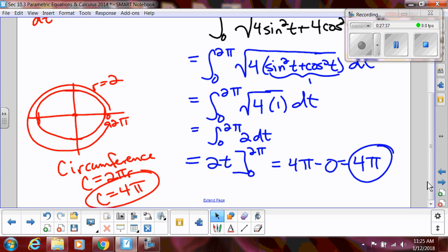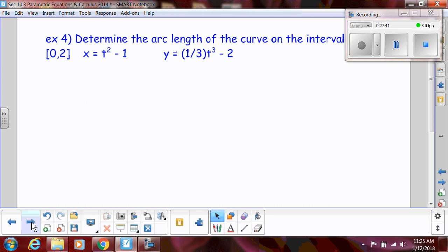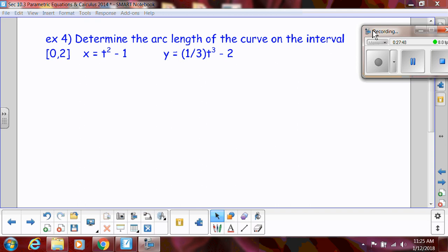All right, so this next one, determine the arc length of the curve on the interval 0 to 2. So why don't you pause the video and try this on your own. The integration is a little bit more involved. You have to do some u substitution, but then I'll unpause it and you can see the answer.